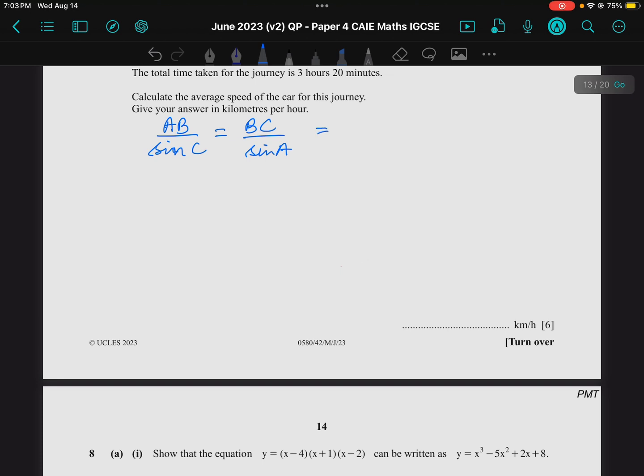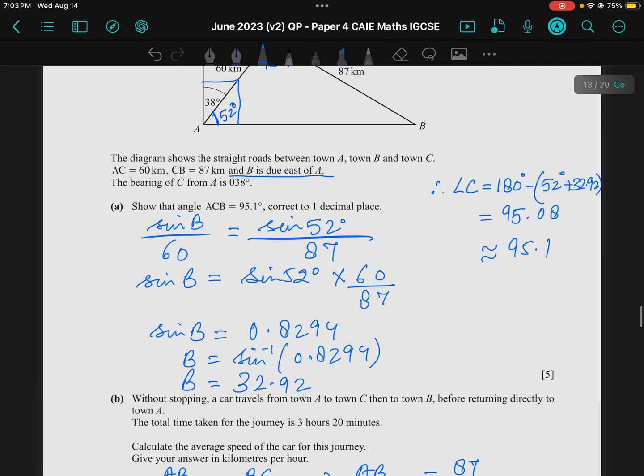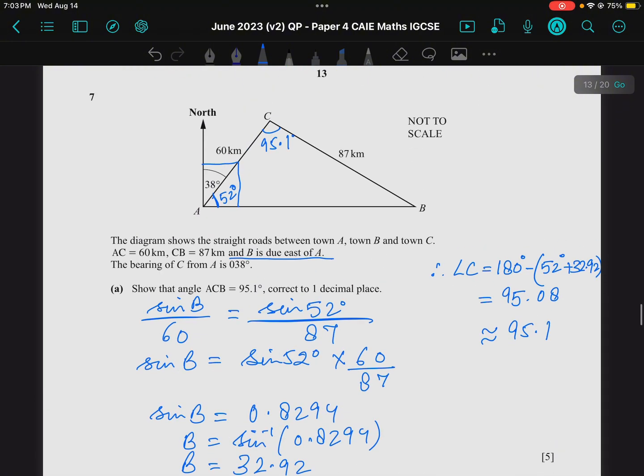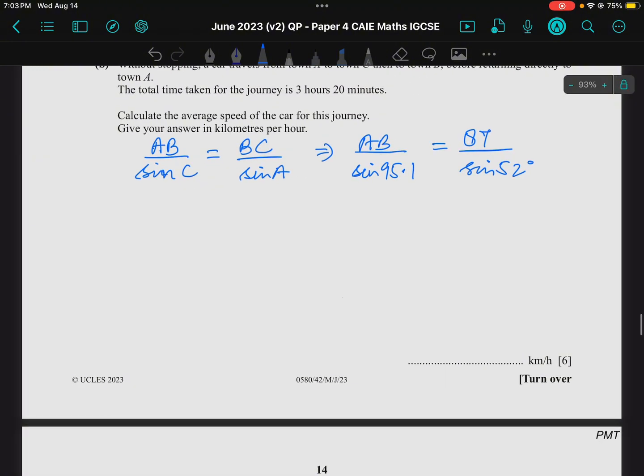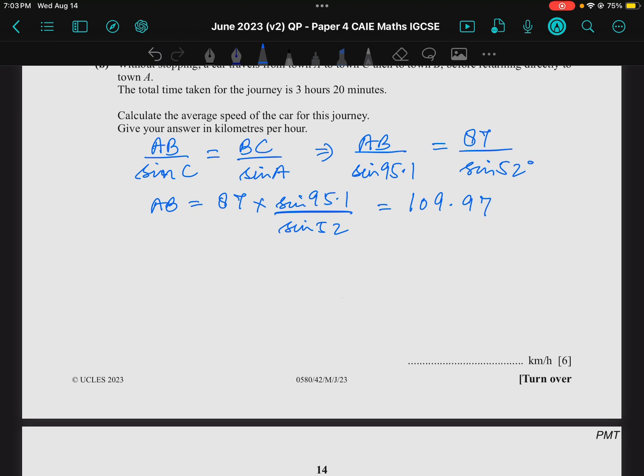So it implies AB upon sine of 95.1 is equal to BC, which is 87, upon sine of 52 degrees. Okay, 95.1 and 52 degrees, correct? We are doing correctly. So AB is equal to 87 multiplied by sine of 95.1 upon sine of 52, which is 109.97 when you put it in the calculator.